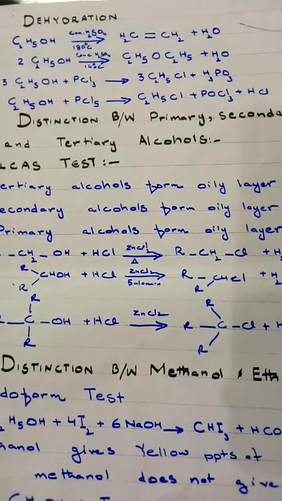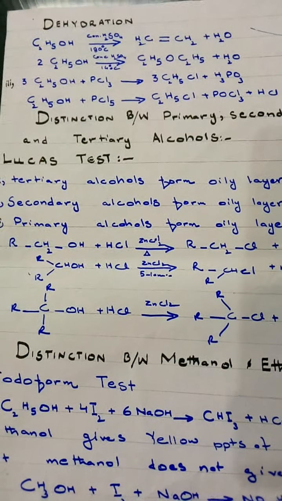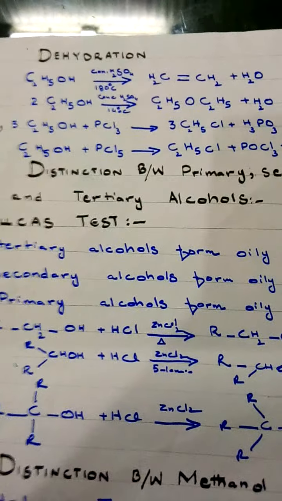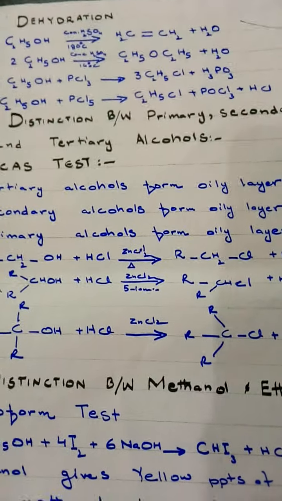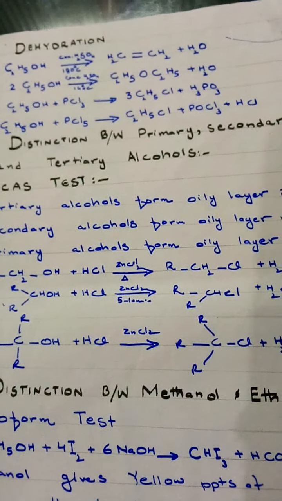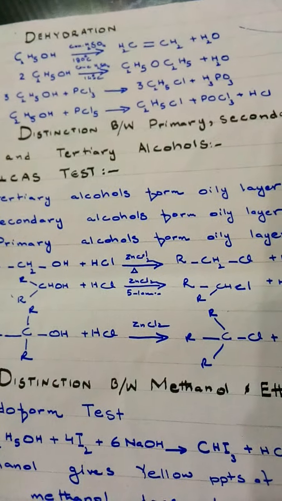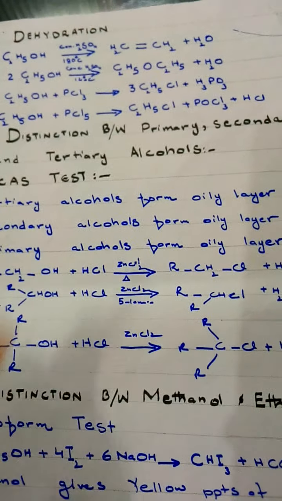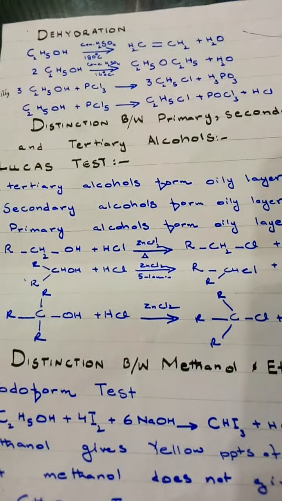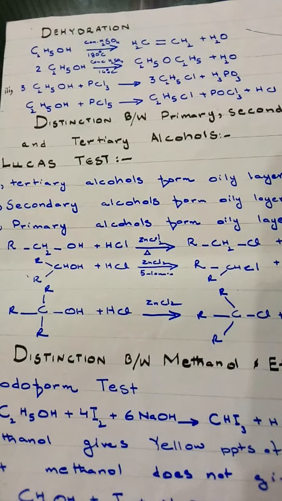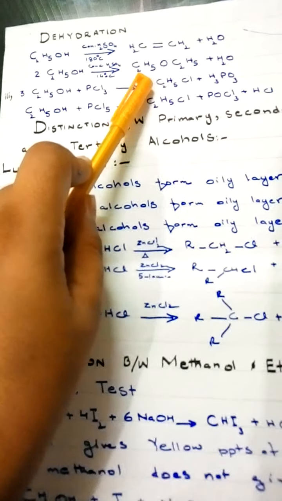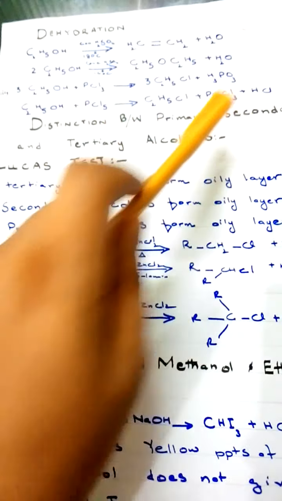Now, dehydration. Next reaction is dehydration. What is dehydration? Removal of a water molecule from a molecule. The removal of water from a molecule is called dehydration. Here, ethyl alcohol, when reacted with concentrated sulfuric acid at 180 degree centigrade temperature, then ethene is formed and water is removed. And ethanol, if the temperature condition changes to 140 degree centigrade, then the product is ether, diethyl ether plus water.